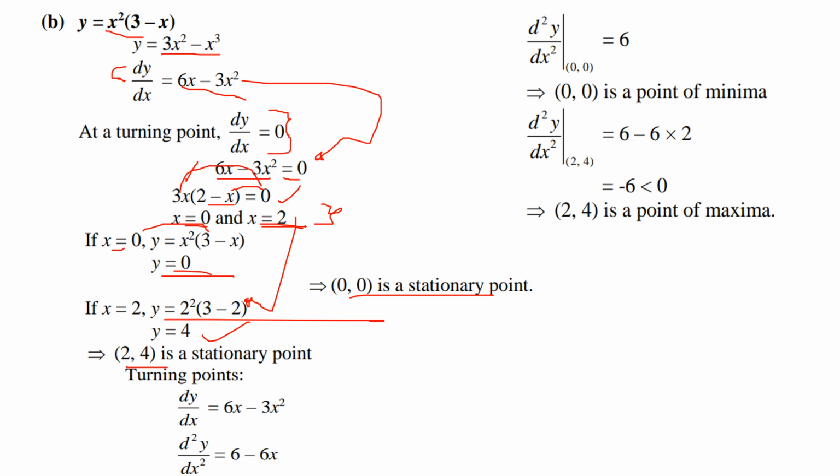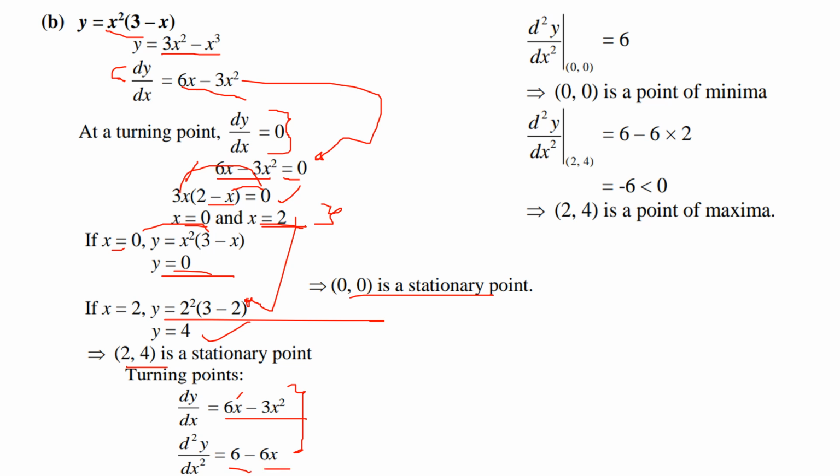But you have to find the nature of these stationary points. To find the nature of these stationary points, you are required to find the second derivative. Our first derivative expression was 6x minus 3x squared. So the second derivative: differentiating 6x, you get 6. Differentiating negative 3x squared, you get negative 6x.